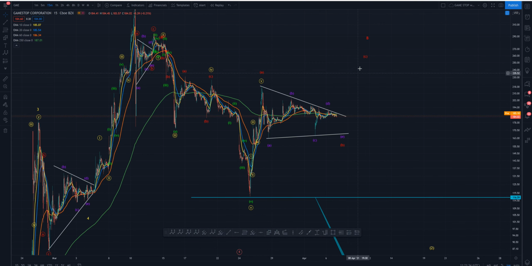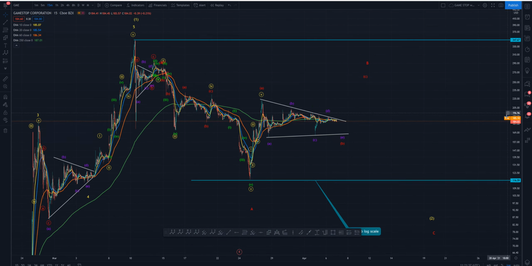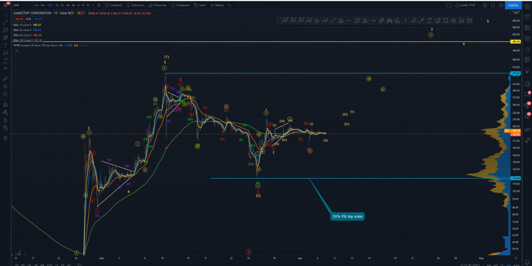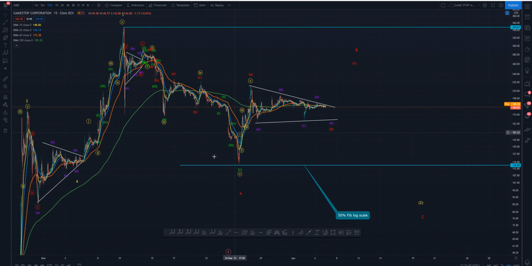It's going to come up to complete the C to complete the B, and then we thrust down in the C in 5 waves and complete the 2. That's it. So very similar to the bullish count, except the bullish count is going up in 5 waves higher. This is coming up correctively in 5 waves before heading lower. But either way, they've got to move.